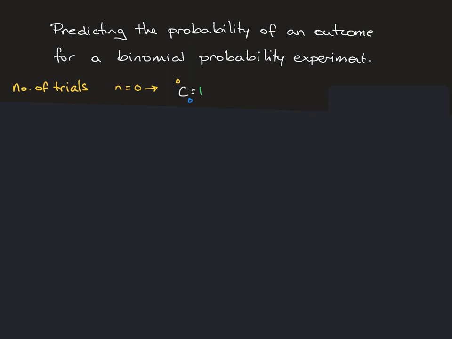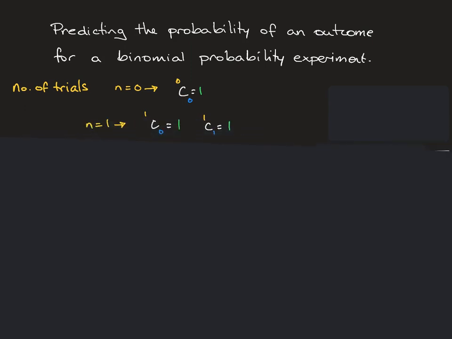So finally, let's look at how you go about predicting the probability of an outcome for a binomial probability experiment using all of the stuff that we've gone through so far. The first thing you need to do is to recognize that the number of trials for an experiment is going to be the number at the top of your combinations. So this has 0 trials, choosing 0 items as 1. Doesn't seem to make much sense.